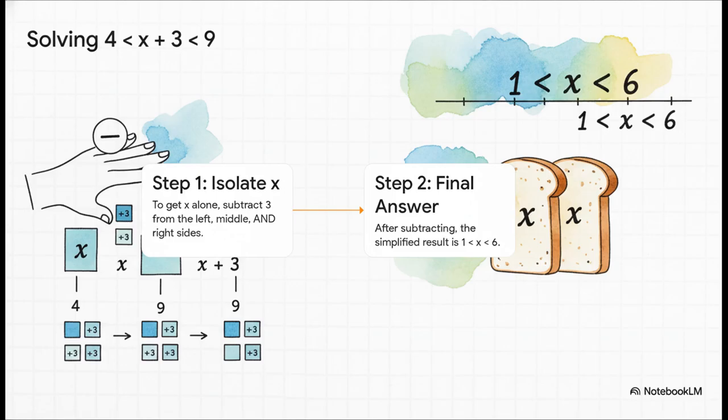We want x by itself in the middle. What's hanging out with it? A plus 3? So to get rid of it, we do the opposite. We subtract 3. And remember, we have to do it to all 3 parts. So on the left, 4 - 3 gives us 1. In the middle, the plus 3 and minus 3 just cancel each other out, leaving us with our x. Perfect. And on the right, 9 - 3 is 6. And boom, just like that, we have our answer. x is any number between 1 and 6.